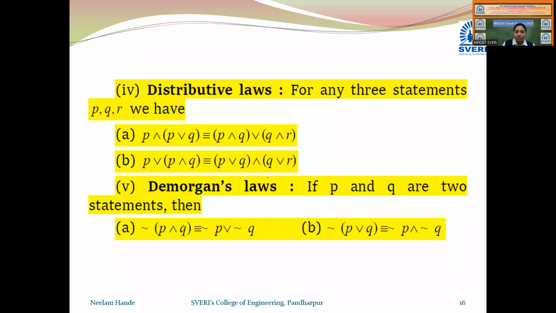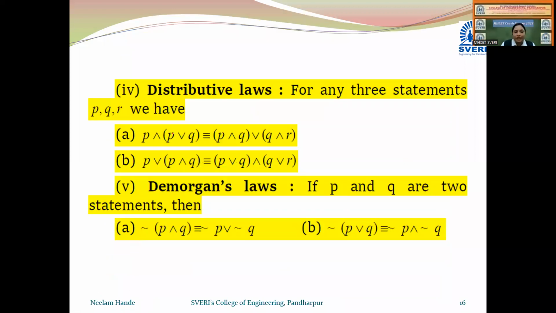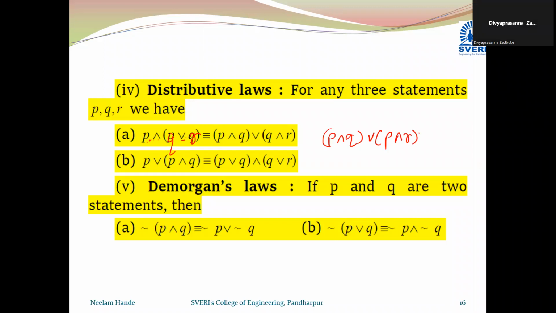Next, the distributive law also holds. What is the difference from associative? In the associative law, the same notation is used everywhere, either and or or. The distributive law is a combination of and, or. P and (Q or R) should be (P and Q) or (P and R). Similar can be used in the other statement also.